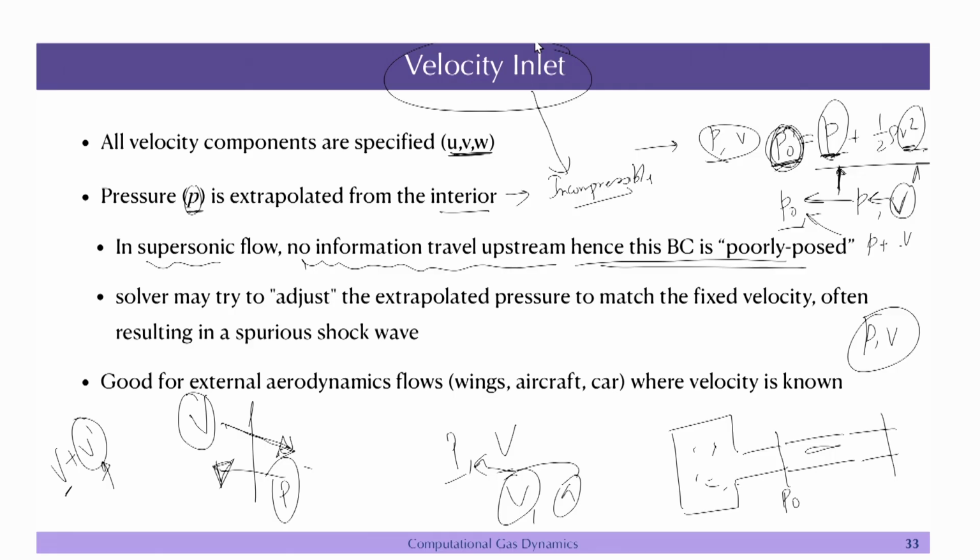Yeah, and if you are using, let us say, P and V both. In the compressible flow, if you try to use this velocity inlet, what will the solver do? It will try to adjust the extrapolated pressure to match the fixed velocity. Then it can result in spurious shock waves at the inlet. So, that is why this velocity inlet is not used. If you try using it in a compressible flow, you will see that either your solution will diverge or it will give you spurious waves. So, it is good for incompressible or very low compressible regime, where velocity is known.